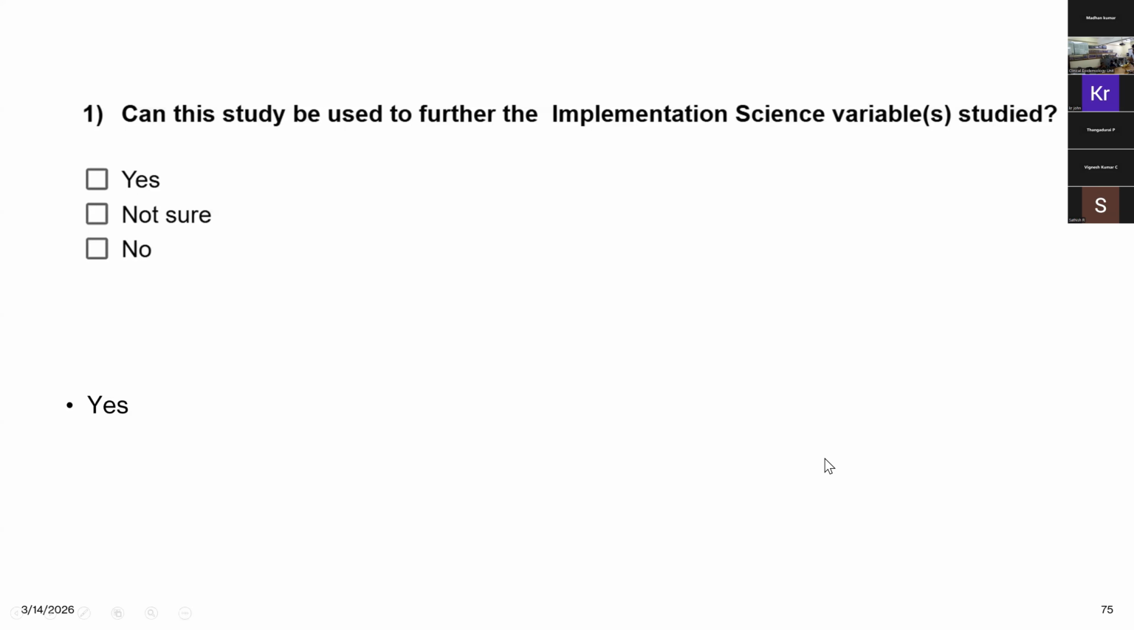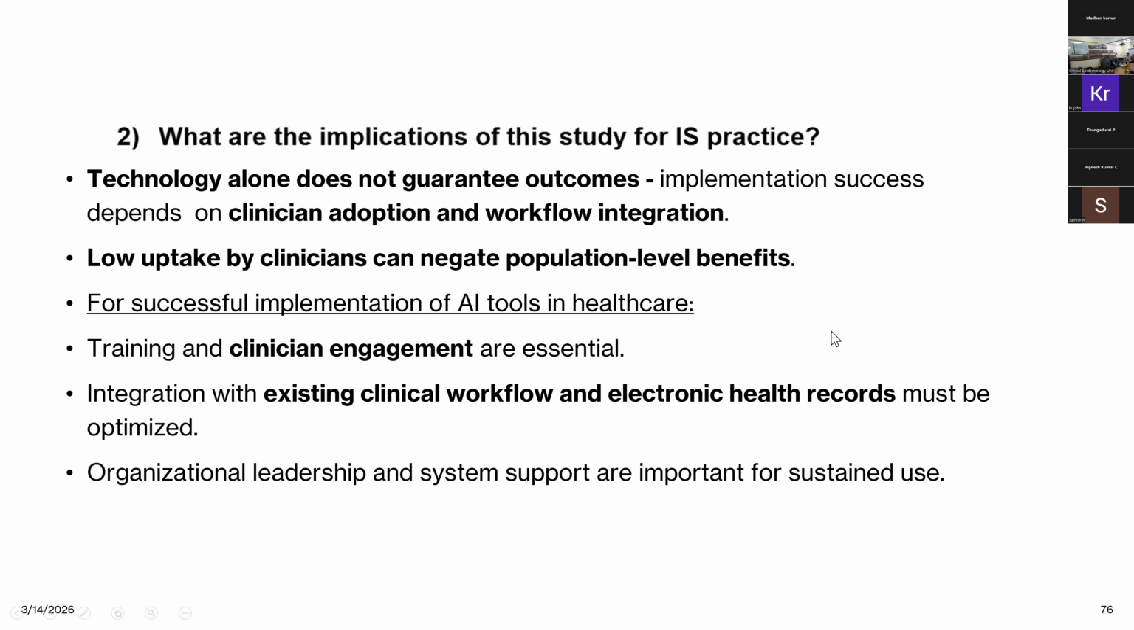So can the study be used to further the implementation science variables? Yes, I've given a yes to this question. And what are the implications of the study for implementation science practice? From the study, we find that having a technology per se, an AI-based technology per se, will not essentially guarantee it will improve clinical outcomes or improve mortality. There are some practical factors which we have to consider, including clinicians' adoption, workflow integration, and finding out why there's a low uptake by clinicians to implement this AI-based thing into clinical practice. Other factors which you have to consider are enough training and engagement of the clinicians in utilizing this AI-based stethoscope and finding out how we can implement this into our routine practice.